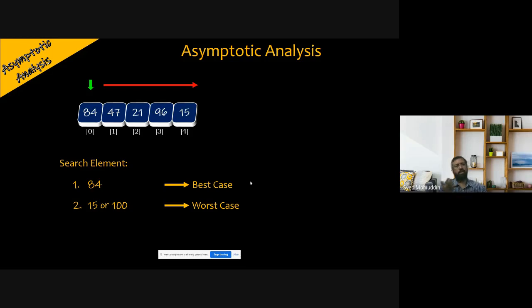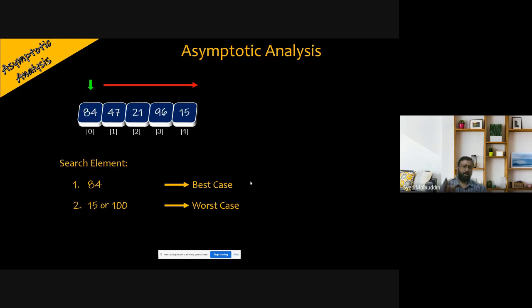So I have to go to the last element and say it's not found. If 15 is the last element, it says found. But if it is 100, I don't have that element, so I go to the last element and then say that it's not found. So this is known as the worst case. And remember, the algorithm is the same, searching an element.